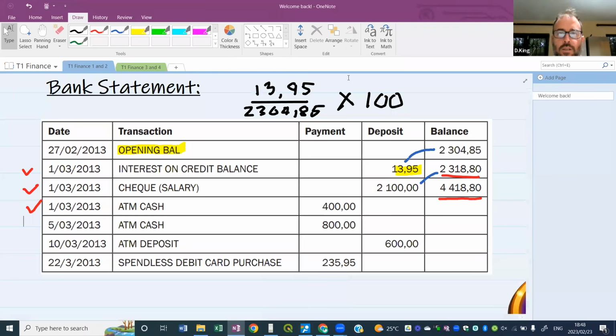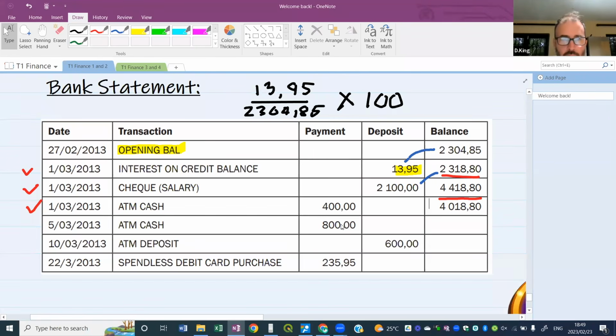It decreases the amount in the balance. Yes, well done, Chiamo and Grace. So we're subtracting 400 Rand. It decreases the amount, so we're going to get 4,018 Rand and 80 cents. Very good. Okay, the next one.